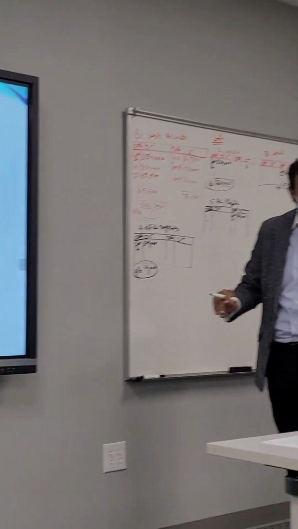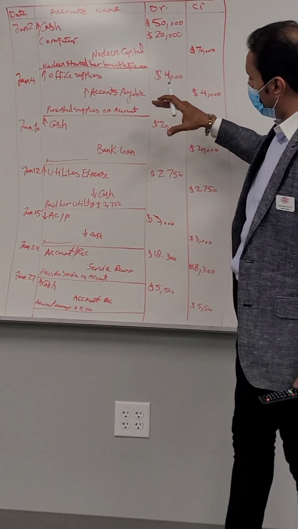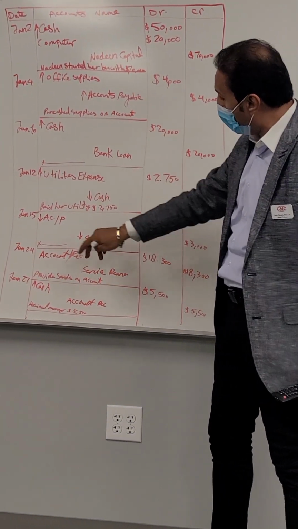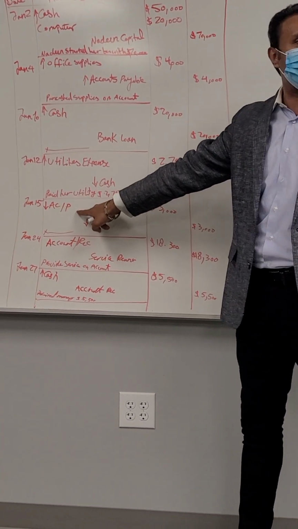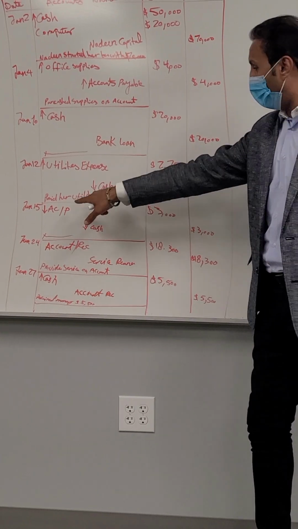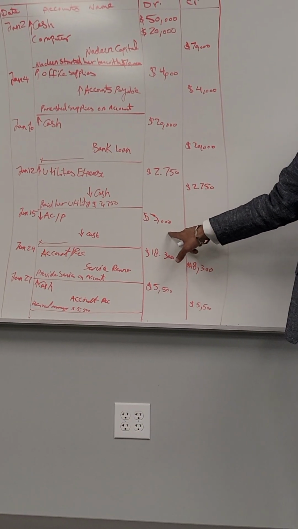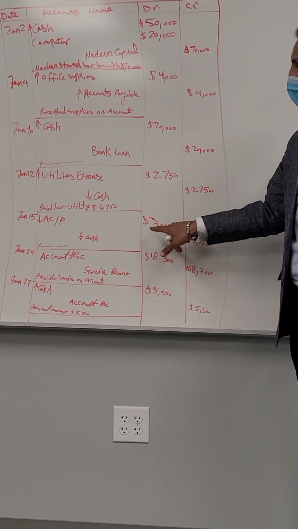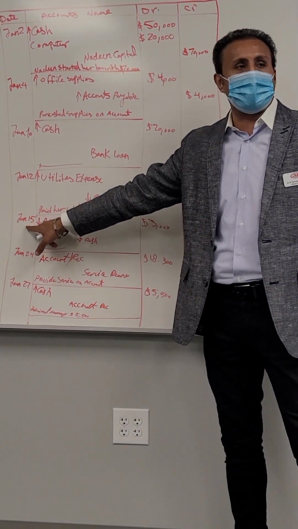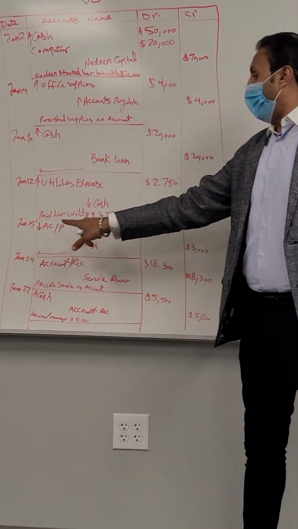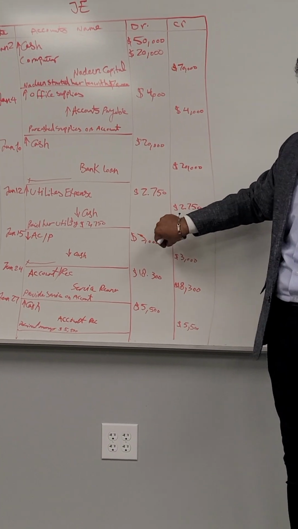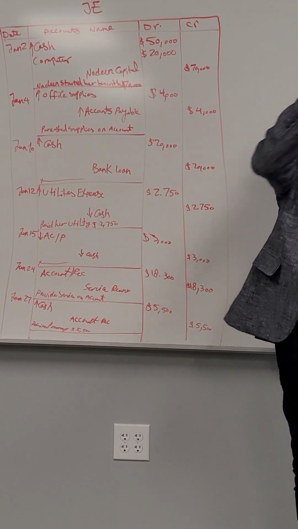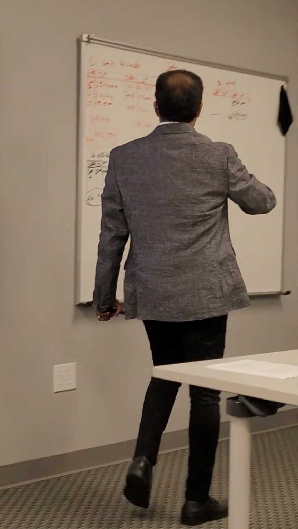Okay, we have also accounts payable here. Let me check. Jan 15, accounts payable we have in the debit side, going down by how much? $3,000. So that means I will record Jan 15, accounts payable with the debit side $3,000. I take this, debit side $3,000, and put it under accounts payable.